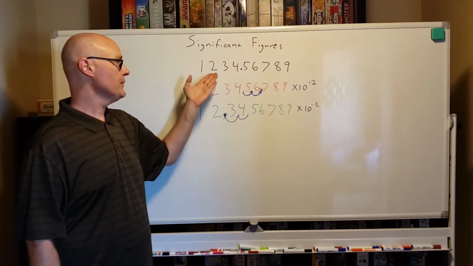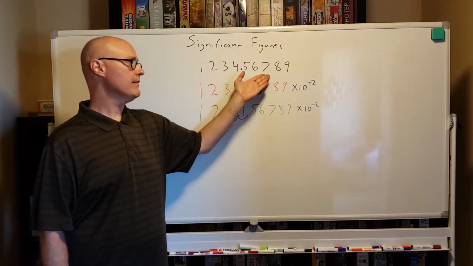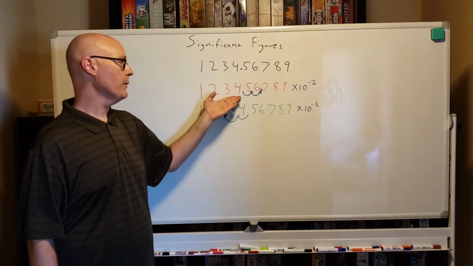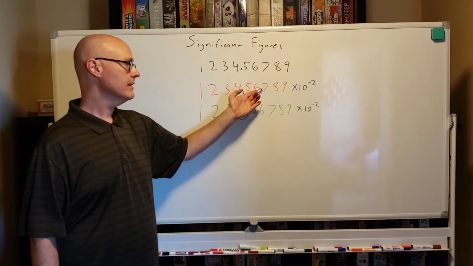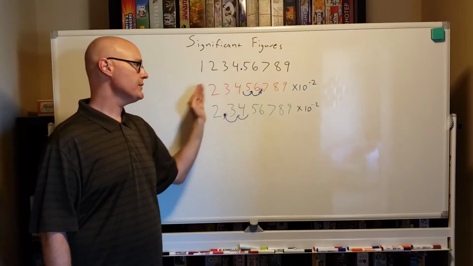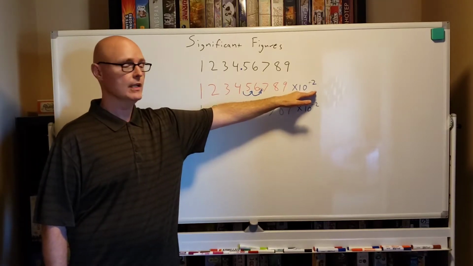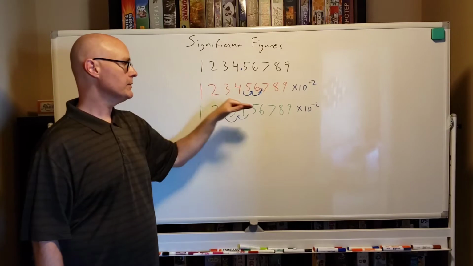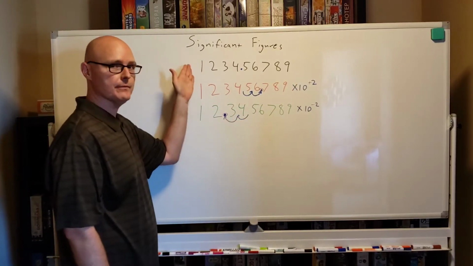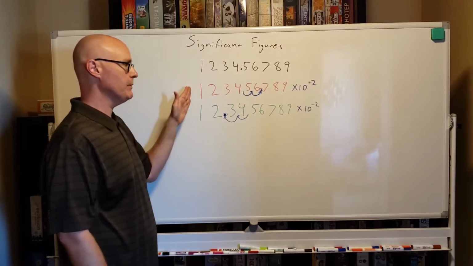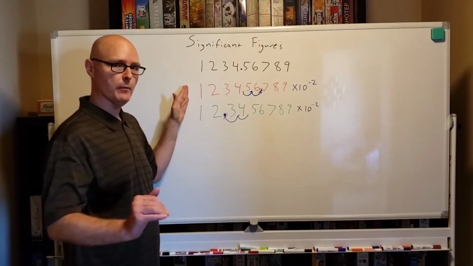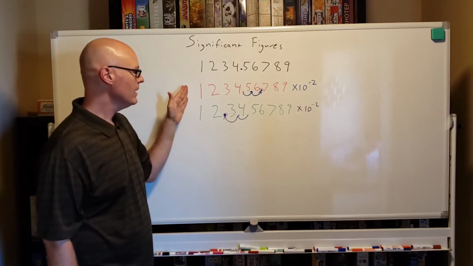So this number, 123.456789, could be expressed as 12345.6789 if I multiply it by 10 to the 2. If I take this number and multiply it by 100, I end up with this number. So it's just expressing the exact same number in a different form. I'll talk more about why you want to do that in a minute.